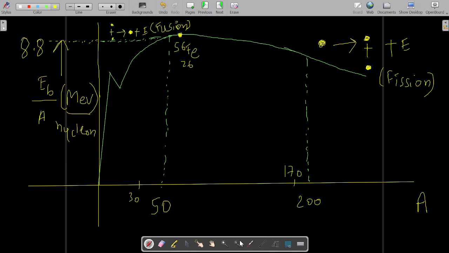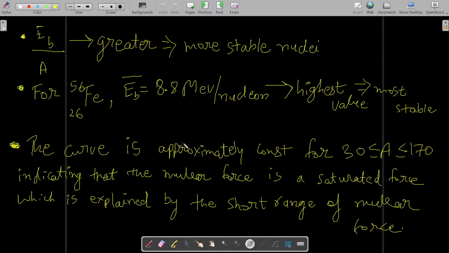So the curve is almost constant for 30 to 170 in this region. Not purely constant but almost constant. For atomic mass number 30 to 170 the curve is approximately constant, indicating that the nuclear force is a saturated force, which is explained by the short range of the nuclear force.